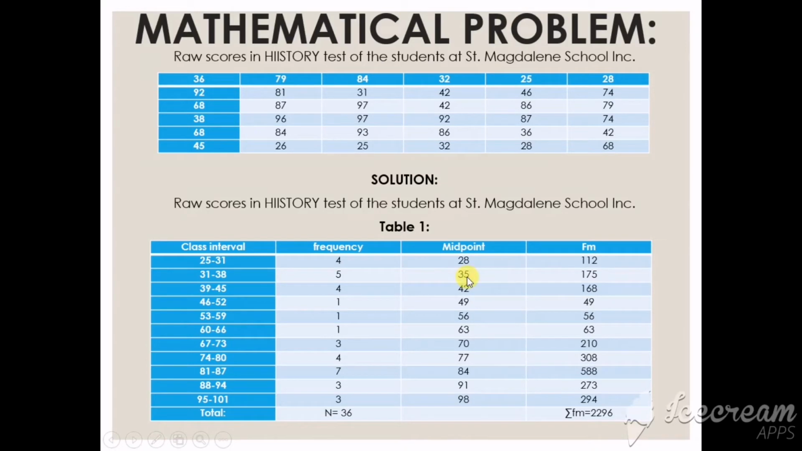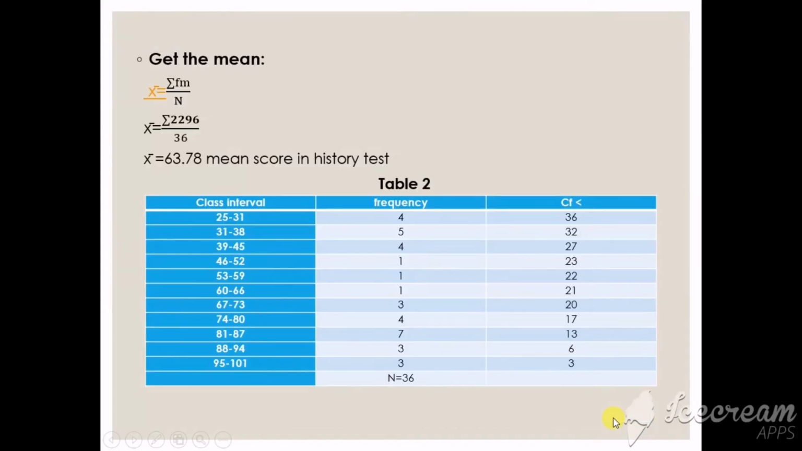So, we're going to get the midpoint of the class interval. In getting the f of m, you are going to multiply frequency times the midpoint. So, 4 times 28 is equals to 112. 5 times 35 is equals to 175, and up to the last one. So, get the total of the f of m equals to 2,296. So, let us proceed.